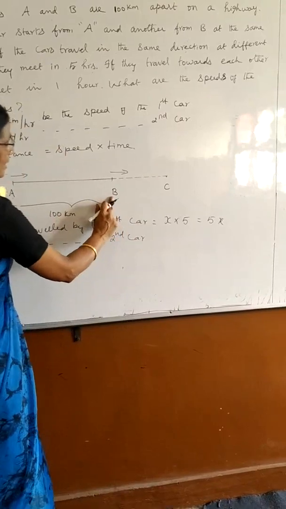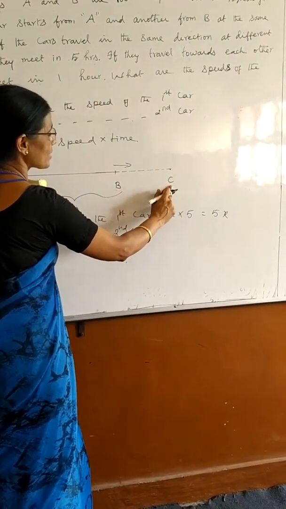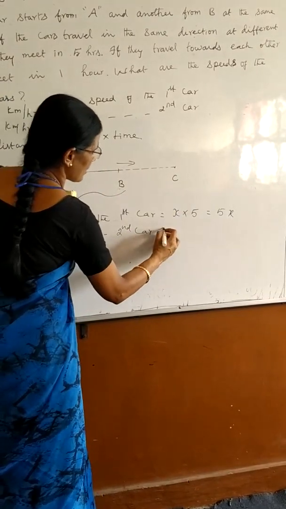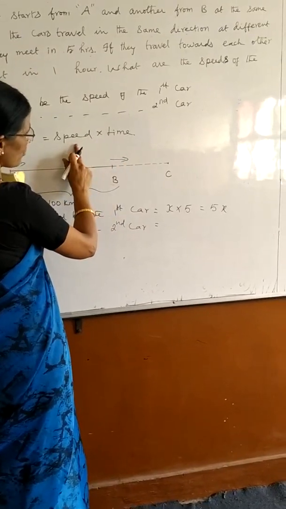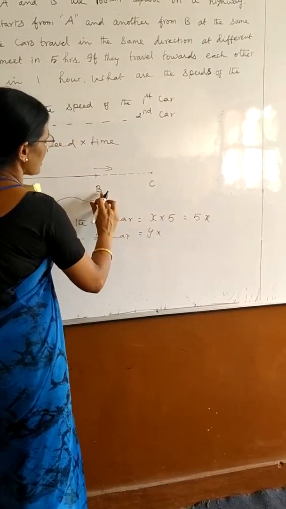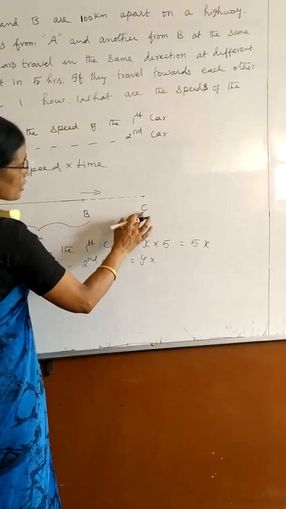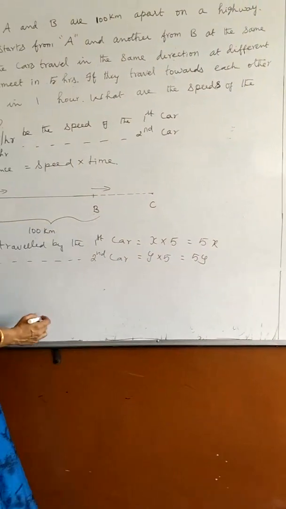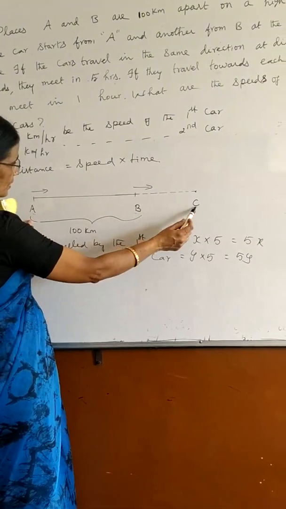Distance travelled by the second car. The second car is starting at the point B. After 5 hours it reaches the point C. C is the point of meeting of car A and car B. So for the second car, again the same formula, speed into time. What is the speed for the second car? The second car speed is y. And how many hours? It takes 5 hours to reach the point C. So this is equal to 5y. So this 5x is from A to C.